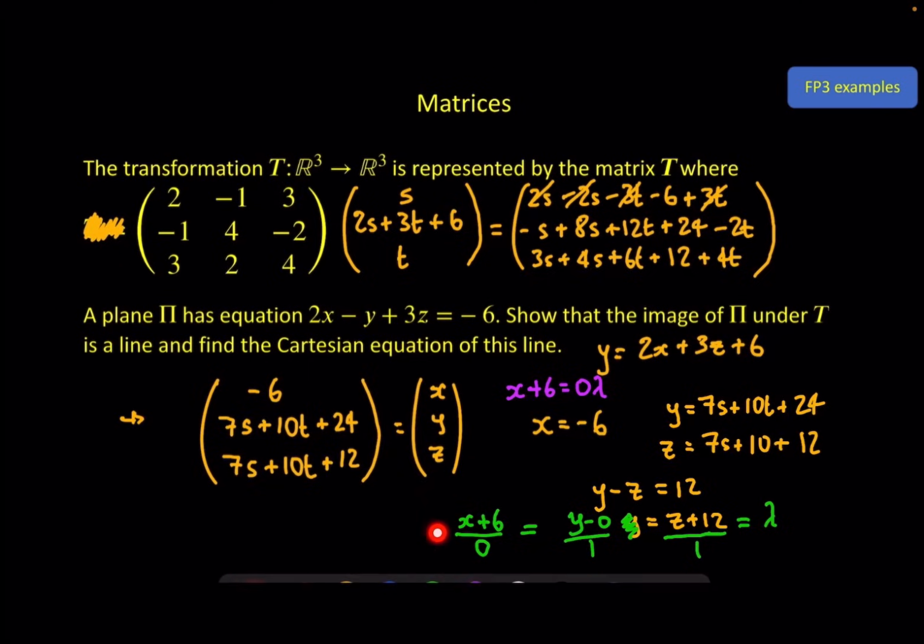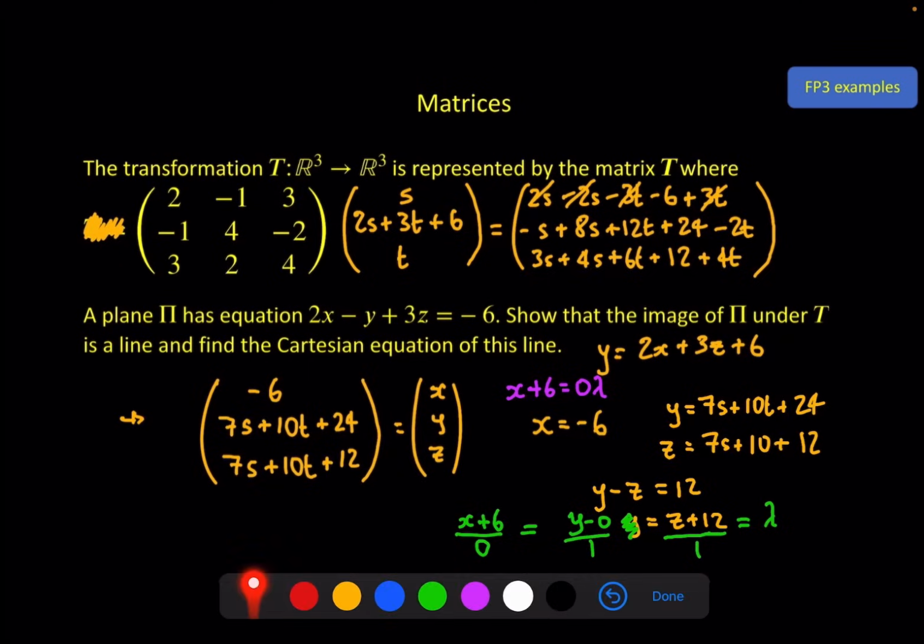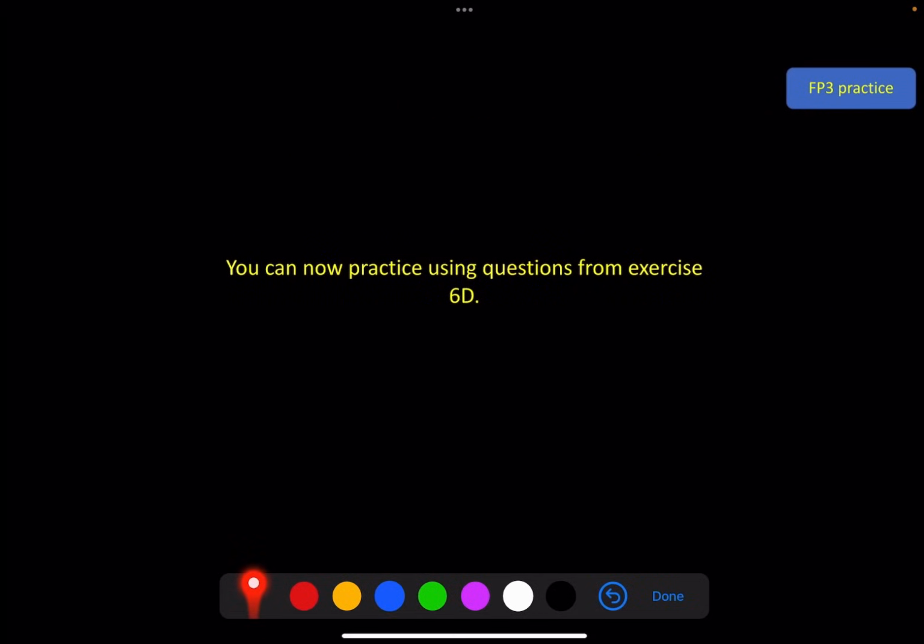But I think you can see why I'm not happy with this, that dividing by 0 there, unless you were going to leave it there and were going to do the next step of writing it in vector form, I wouldn't do that myself. But they do that in the textbook, and that's where it's come from. And that is the end of this example. That should be enough for you to practice these questions from exercise 6D.